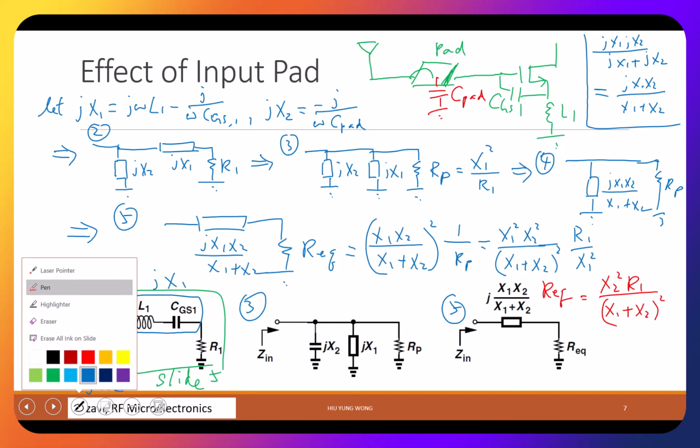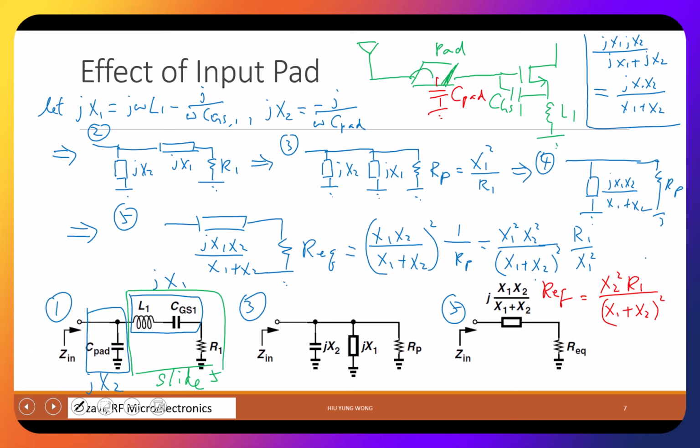I mean, eventually, all this is to realize that, okay, this complicated circuit is just the same as this simple circuit with our equivalent equal to this. Now, the message is, if you already match R1 equal to 50 ohm, the real part of this circuit due to this CPAD is no longer 50 ohm. It's 50 ohm scaled by this. So if you want 50 ohm, then you need to adjust your R1, which depends on GMC, GS1, and L1.